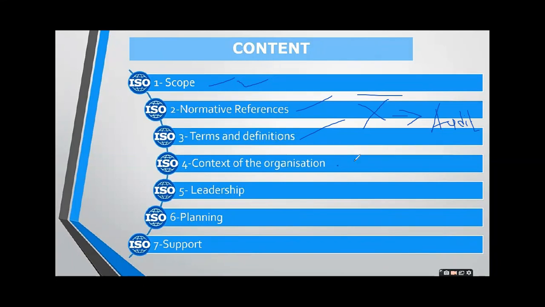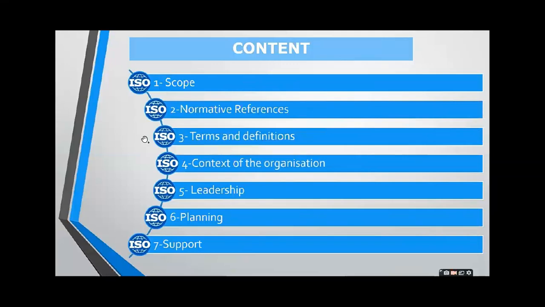start from here, which is the context of the organization. These are the starting or initial point where the audit will take place. These three will not be audited in every standard. If there is a scope, normative references, and terms and definitions, they don't play a part in auditing. Keep this in mind always.